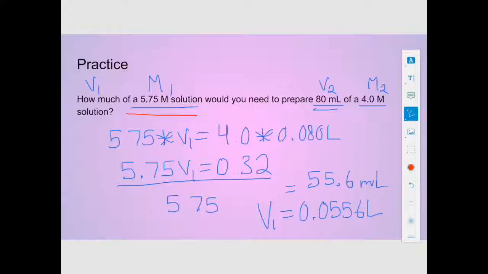So if you needed a different concentration, you had 5.75 molar right here. This is what I've got in the stock room, but what I really need for my experiment is 4 molar. I only needed 80 mils of it, so I would just put 55 mils in a beaker and fill it up to the 80 milliliter mark, and then I'd be good to go.